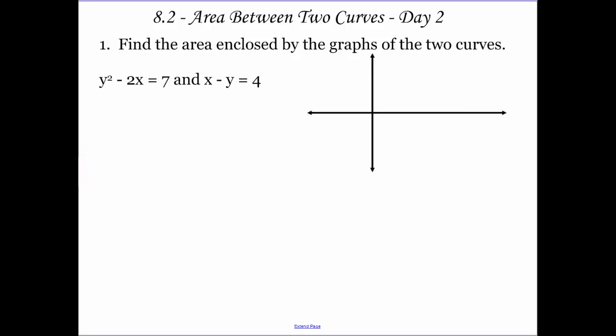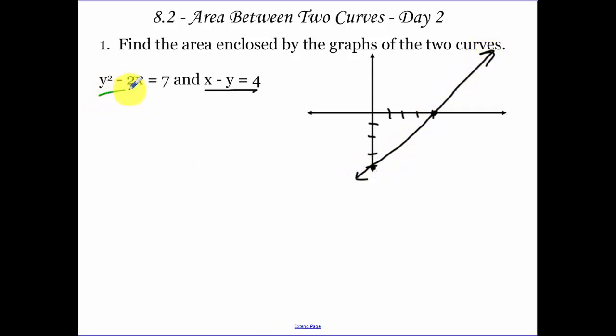So the first one, x minus y equals 4. What I'm going to do real quick is just do intercepts. If I get my y-intercept, that's equal to negative 4. My x-intercept is a positive 4. You could put it in y equals mx plus b if you're more comfortable with that. So that's one of our curves.